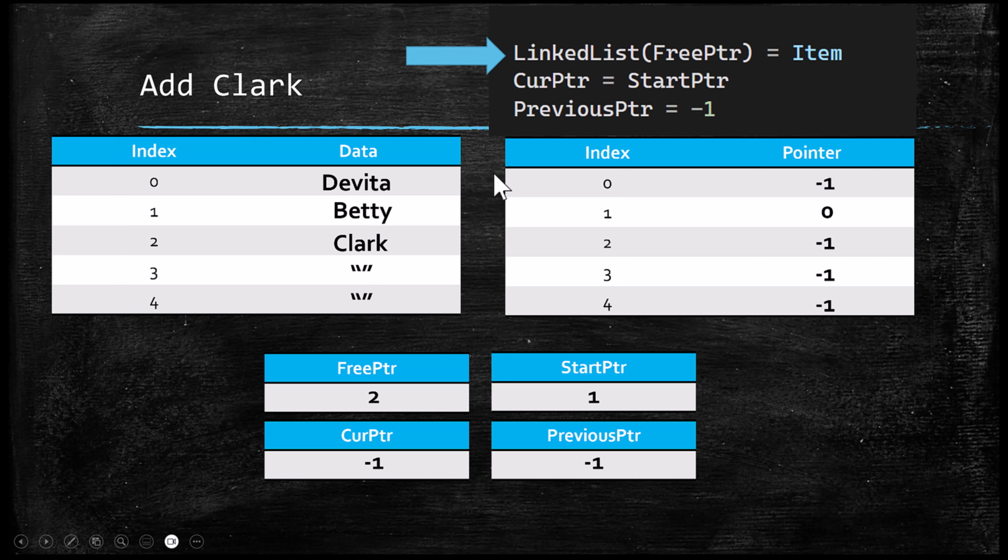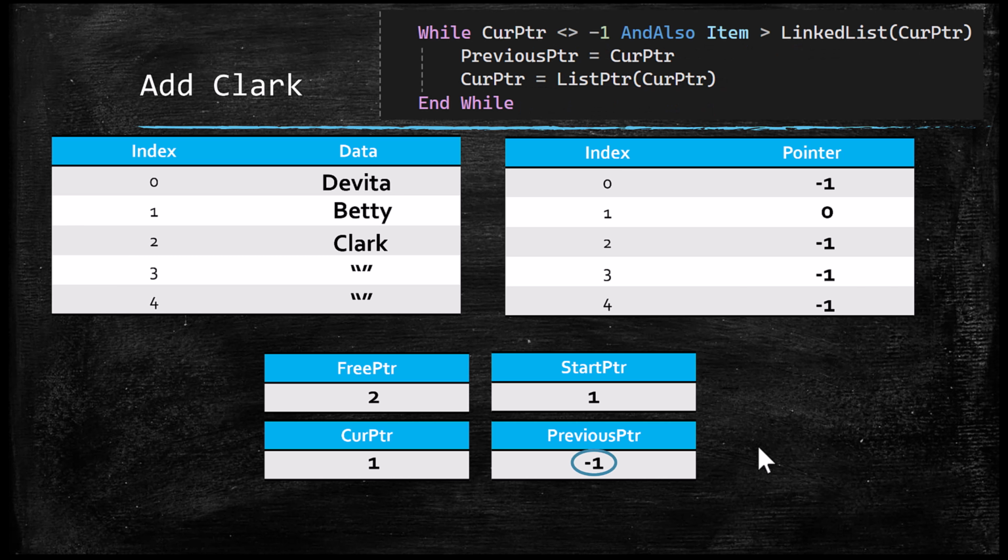So the first thing we need to do, though, is set that current pointer. Our current pointer needs to be equal to our start pointer. Well, what's our start pointer? Our start pointer is 1, and that 1 is going to go right into the current pointer. The next thing we need to do is set previous pointer to -1, and that has been done. Once those 3 lines are done, we can move on to our next part of the code, and that is the loop.